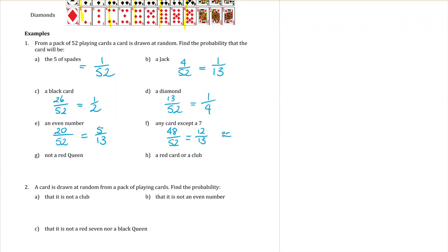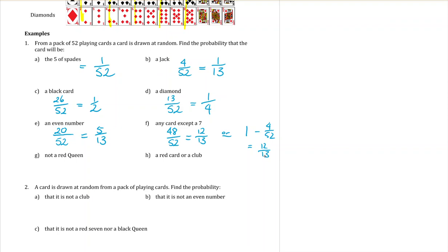Or you could do a full-on complement using the complement formula. You could actually go 1 minus the 4 out of 52 that I don't want, and you end up with the exact same answer. Different ways of thinking about things ends up with the same result.